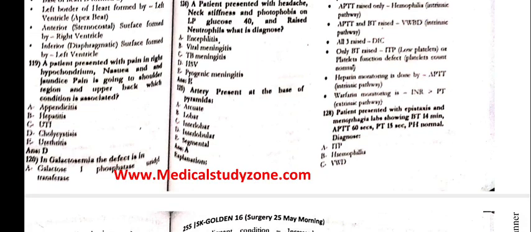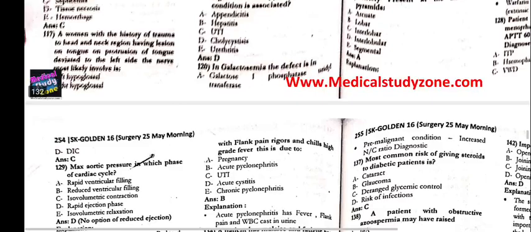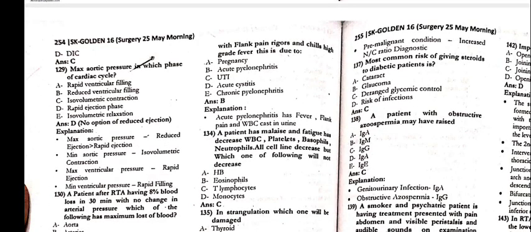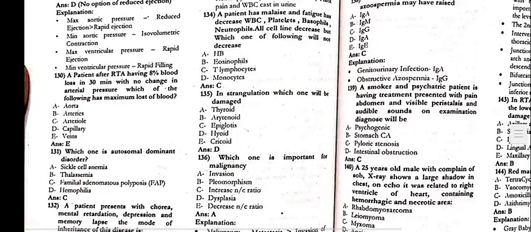Next, 128, the patient presented with epistaxis, BT 14, APTT 60, and PT 15, pH normal. This diagnosis is Charlie, that is von Willebrand disease. 129, max aortic pressure in which phase of the cardiac cycle? That is delta, rapid ejection phase. 130, a patient after RTA having 8% blood loss in 30 minutes with no change in the pressure. Which of the following has the maximum loss of the blood? That is the vein.